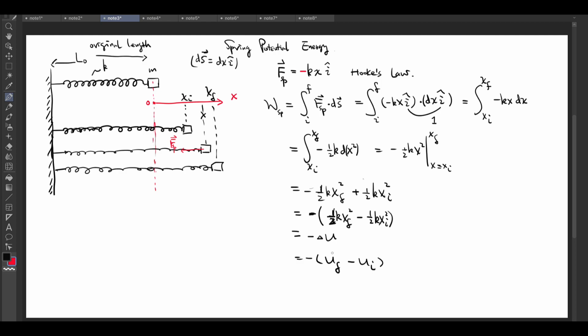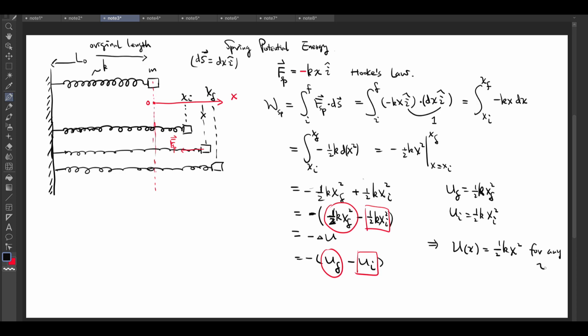All right, so now I can associate U final with this term and U initial with this term. So we have U final equals 1/2 k x final squared, and U initial equals 1/2 k x initial squared. In that sense, we say U is a function of position x equal to 1/2 kx squared for any x position. The reason is, just like before, initial and final are arbitrary. We didn't pick any special positions, so they represent any arbitrary position x.